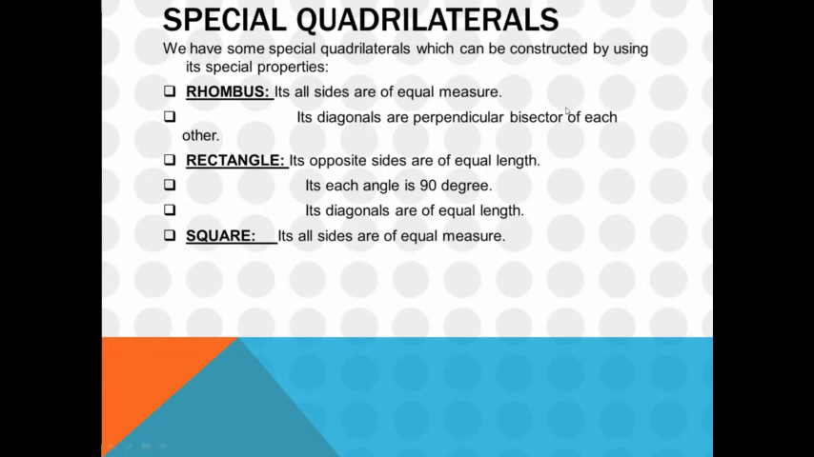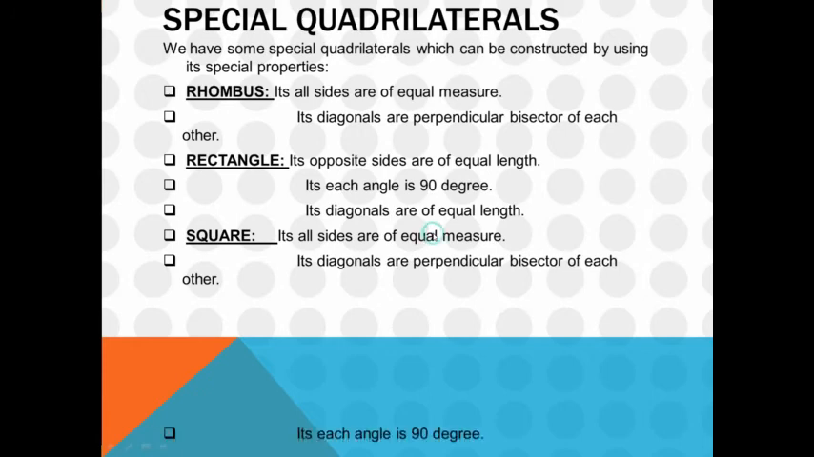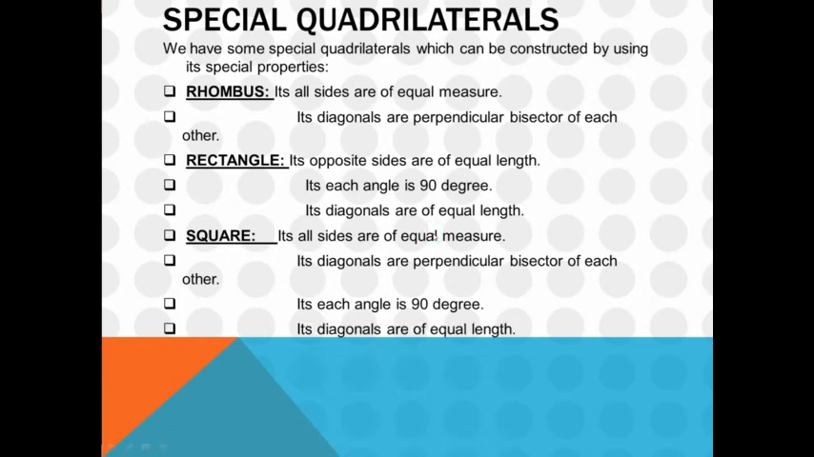Now square, we have studied in chapter 3 that square is known as the hero of all the quadrilateral. Why it is known as hero? Because it consists of all the properties of all the quadrilaterals. Its all sides are of equal measure. Its diagonals are perpendicular bisector of each other. Its each angle is 90 degree and its diagonals are of equal length.